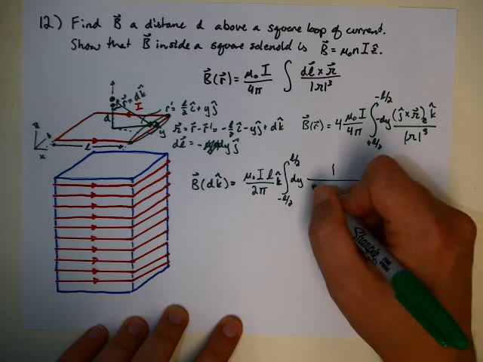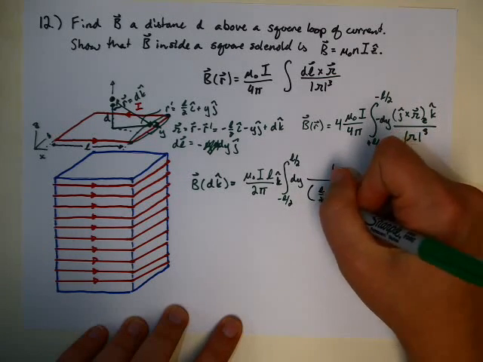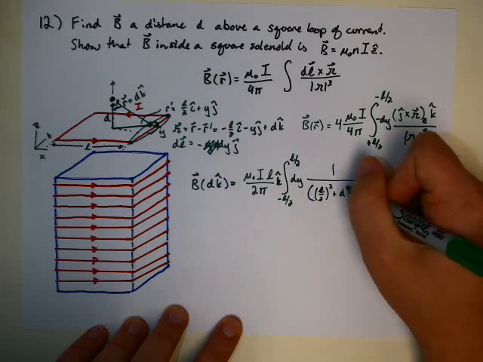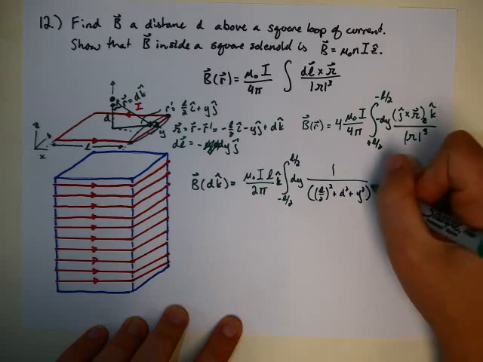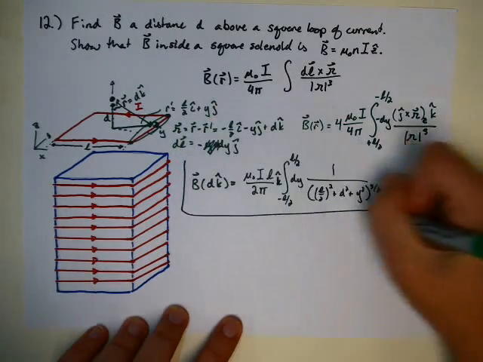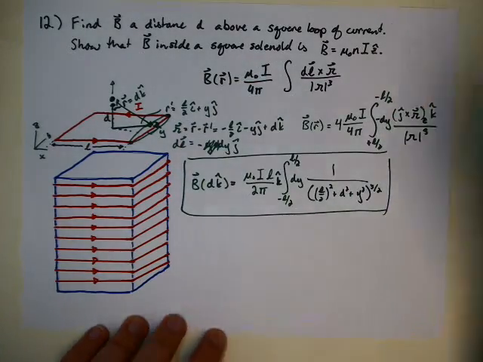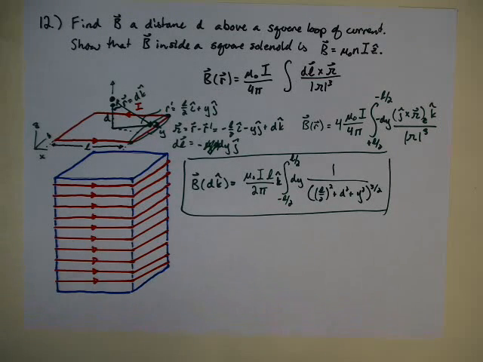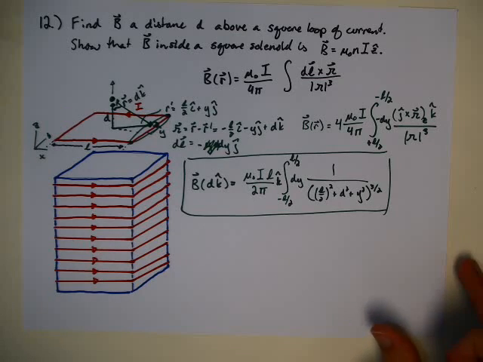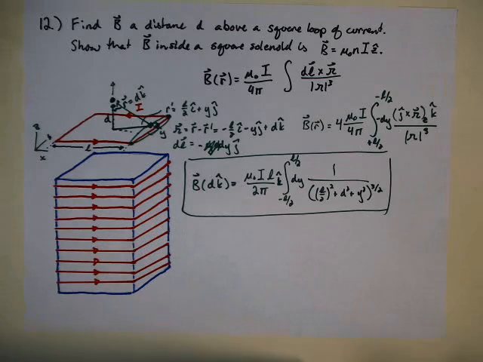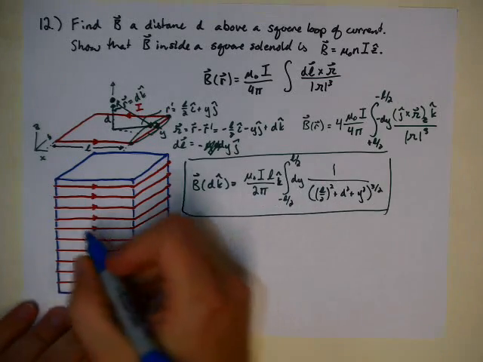So this is 1 over quantity L over 2 squared plus d squared plus y squared to the 3 halves power. This is the first part of the problem, which is to find the magnetic field a distance d above a square loop of current. Don't have to worry about actually evaluating the integral. We have an expression that, if you evaluate, would give you the magnetic field. So we want to keep working with this and figure out what the magnetic field inside this loop, or this solenoid, would be. If we made lots and lots of these, what would the magnetic field inside that be?